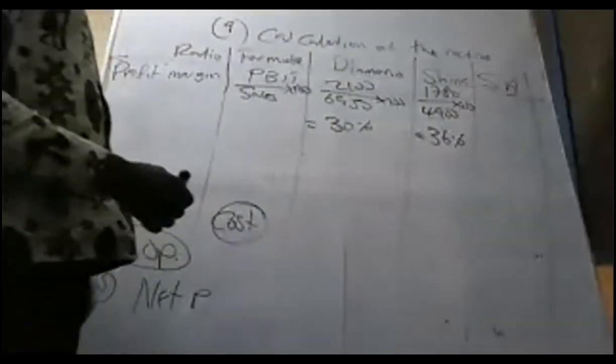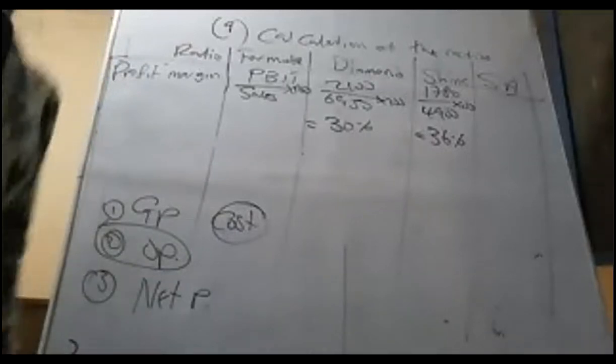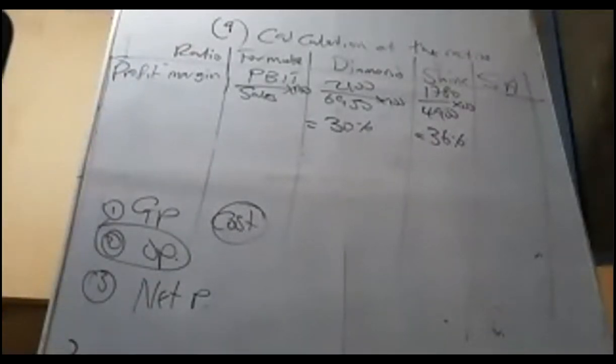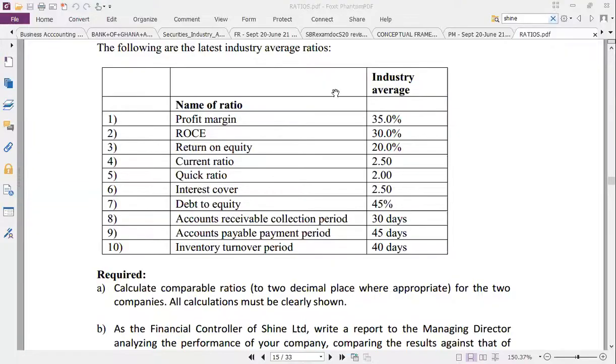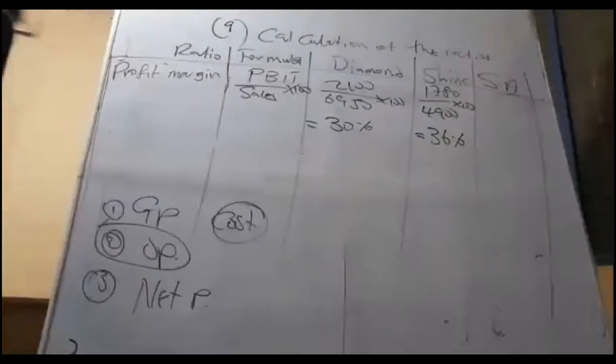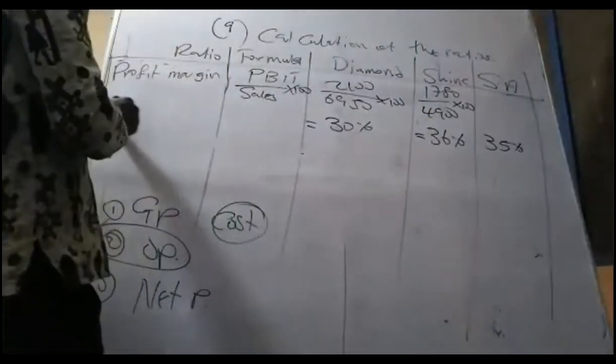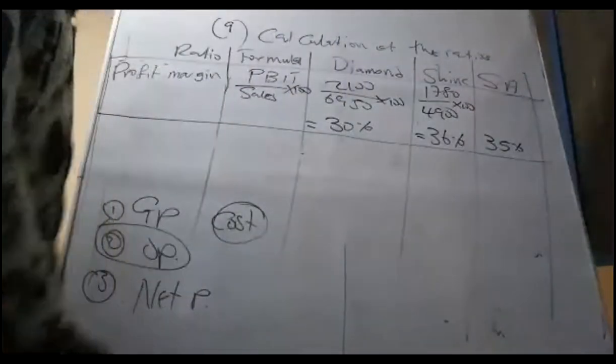What is the sector average? The industrial average given to us in the question. Let's go and pick the sector average, which is 35. Sector average is what? Please write it here. 35%. Then you align it like this. In fact, you are done, perfect.